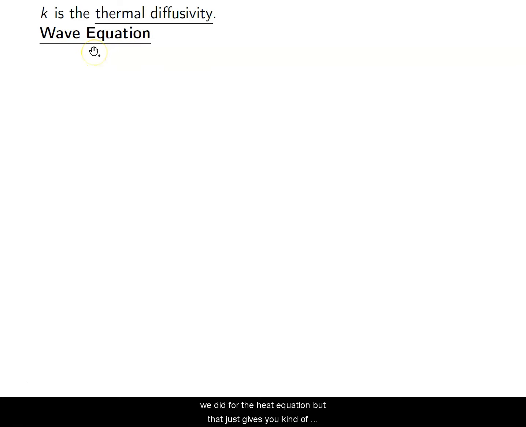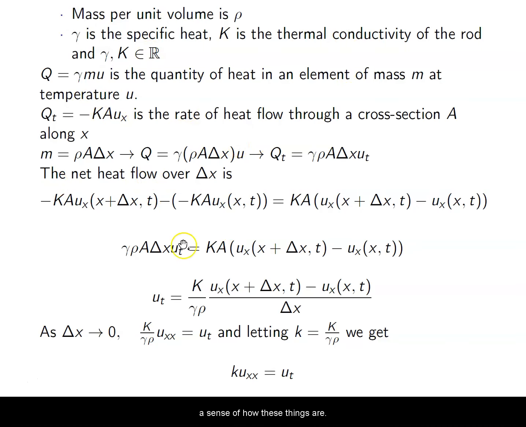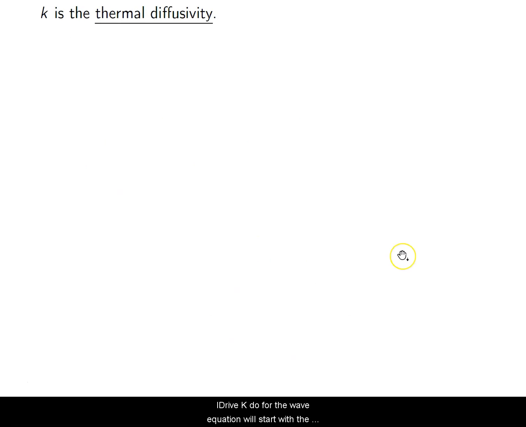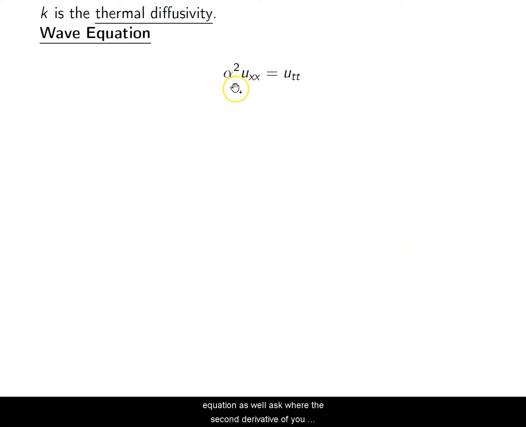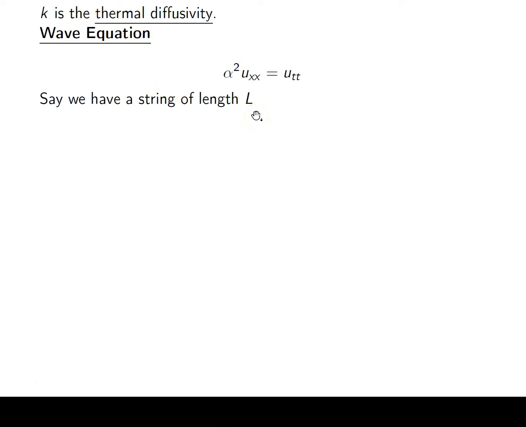So for our wave equation, we're not going to go through a full derivation like we did for the heat equation, but that just gives you a sense of how these things are derived, okay? For the wave equation, we'll start with the equation as well: alpha squared times the second derivative of U with respect to X is equal to the second derivative of U with respect to T. We'll just talk about the assumptions that we're making, but we won't go through the derivation here as well. The wave equation can be derived in several different forms, and when we use a different coordinate system, it helps us to model different things.